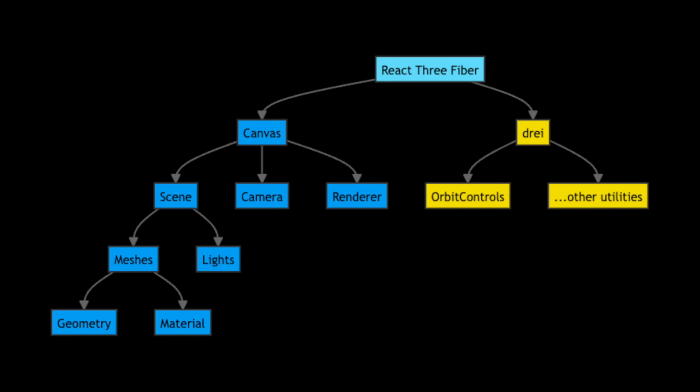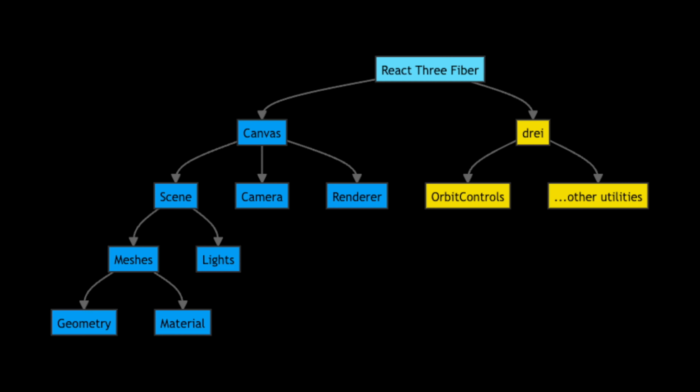Now let's see how these concepts relate to React Three Fiber. Take a look at this diagram. React Three Fiber allows us to declaratively build Three.js scenes using React components. It abstracts away some of the complexity and provides a more intuitive way to work with Three.js. For example, take a look at the diagram.